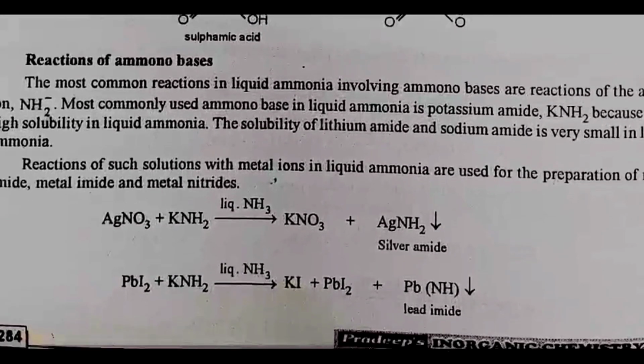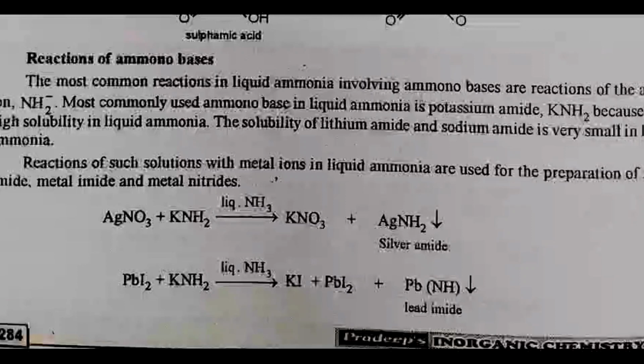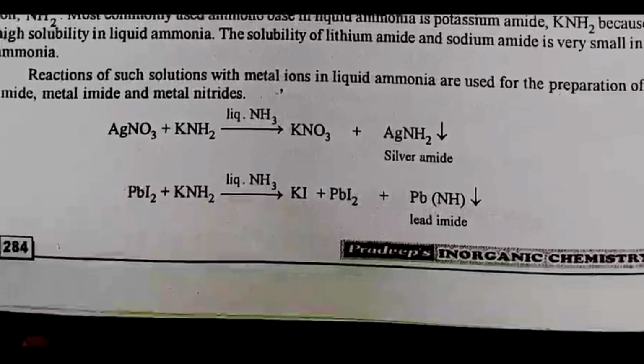Reactions of amino bases. The most common reactions in liquid ammonia involving amino bases are reactions of the amide ion, NH2 negative. The most commonly used amino base in liquid ammonia is potassium amide, KNH2, because of its high solubility in liquid ammonia. The solubility of lithium amide and sodium amide is very small in liquid ammonia. Reactions of such solutions with metal ions in liquid ammonia are used for the preparation of metal amides, metal imides, and metal nitrides. AgNO3 plus KNH2 in presence of liquid ammonia is equal to KNO3 plus AgNH2 precipitate.